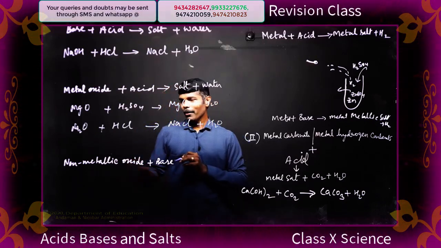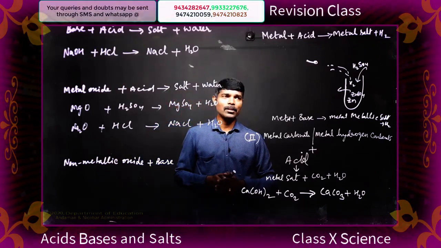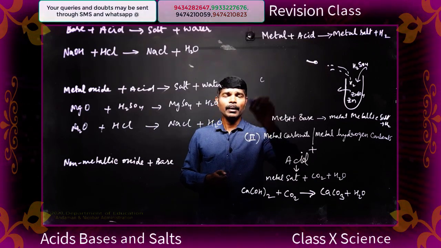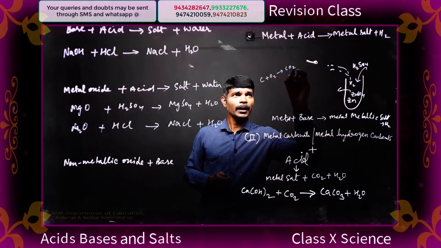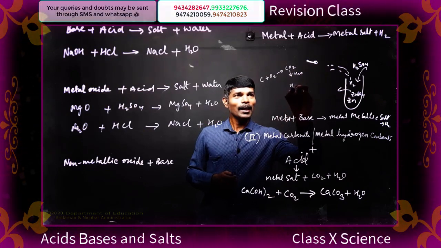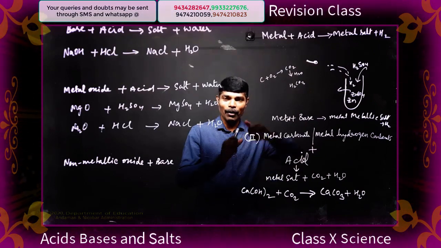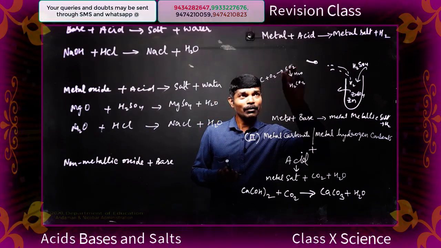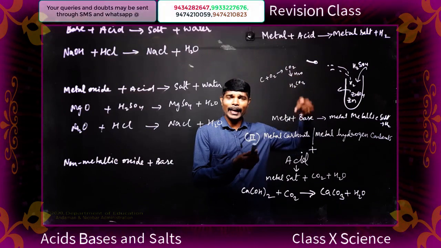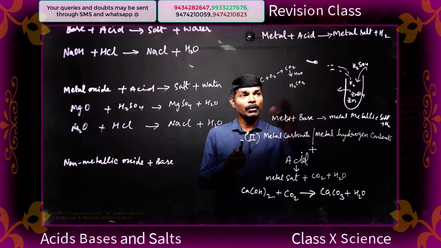Children, now non-metallic oxide with base. All non-metallic oxides are acidic in nature. To understand this, carbon is a non-metal. When carbon reacts with oxygen, we get carbon dioxide. When this carbon dioxide is dissolved in water, we get carbonic acid, which we see in soda, soda water and soft drinks. When you open the bottle, a fizz sound comes. So that is the chemical reaction. Carbon dioxide dissolved in water gives carbonic acid, which is an acid.